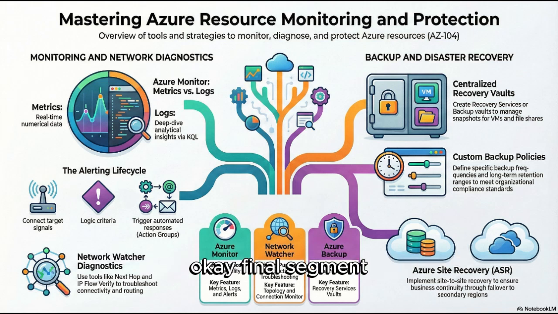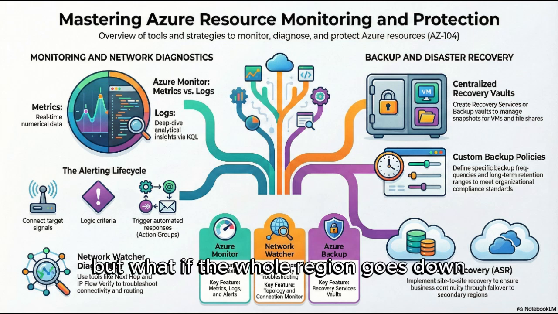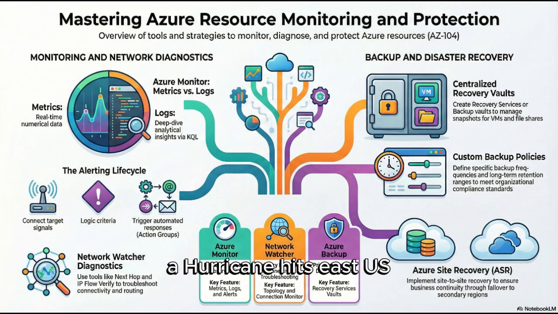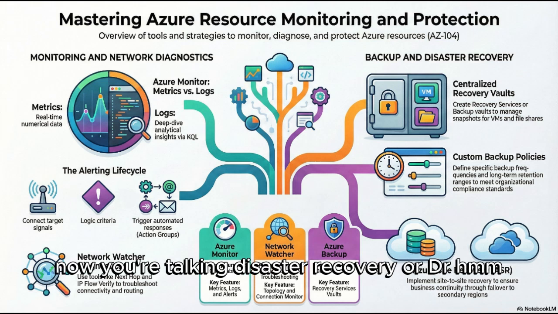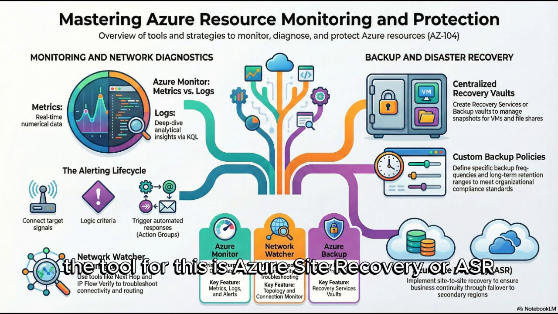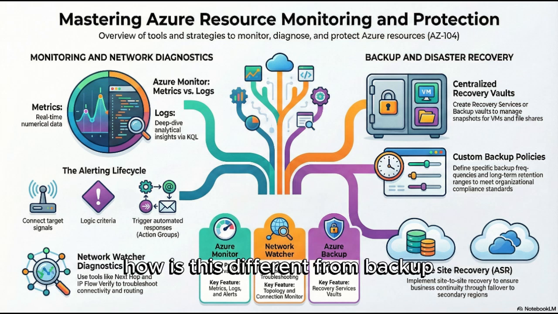Okay, final segment. The big one. Backup saves the server, but what if the whole region goes down? A hurricane hits East US. Now you're talking disaster recovery, or DR. And in Azure, the tool for this is Azure Site Recovery, or ASR. Okay, break this down for me. How is this different from backup?